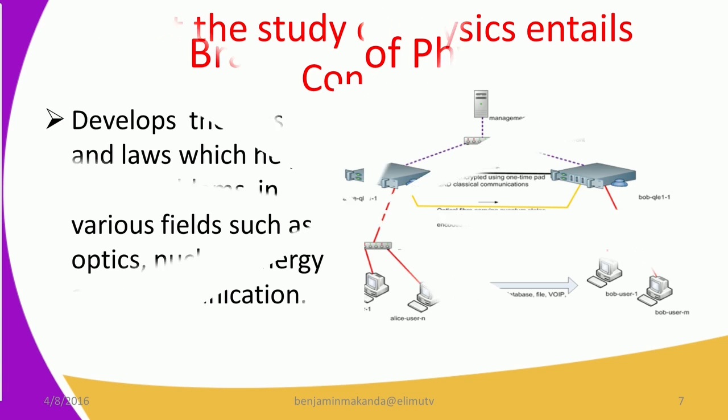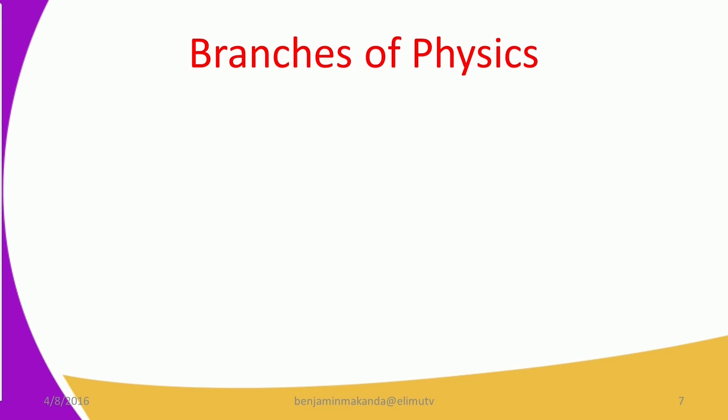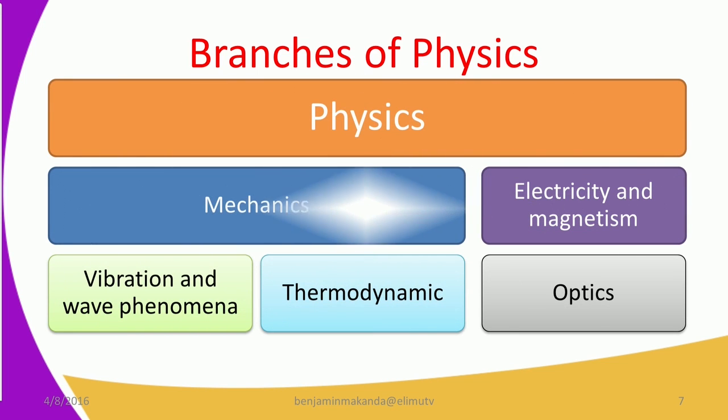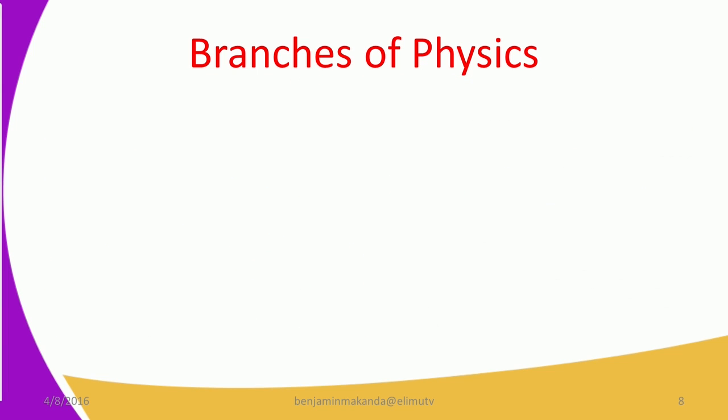So we continue. We look at the branches of physics. Now, physics is this branch of science. Now, under branches of science, physics is still having other branches which include mechanics, electricity and magnetism, vibration and wave phenomena. We have thermodynamic and optics. Those are the branches of physics.